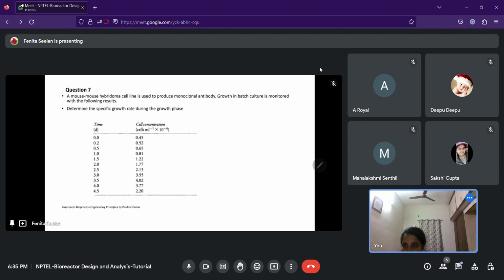How do you calculate the mu value? Time in days is given and cell concentration, cells per ml, is given. You know the specific growth rate has unit of time inverse, right? So what could we do here? What can we keep as the x-axis and what as the y-axis? Any idea?